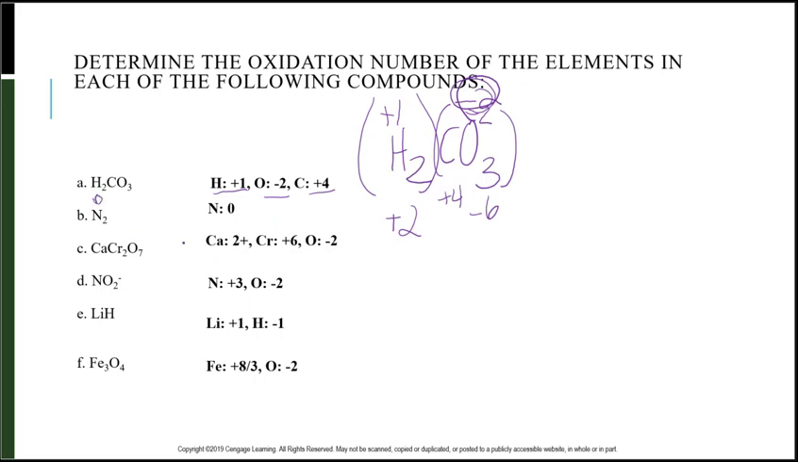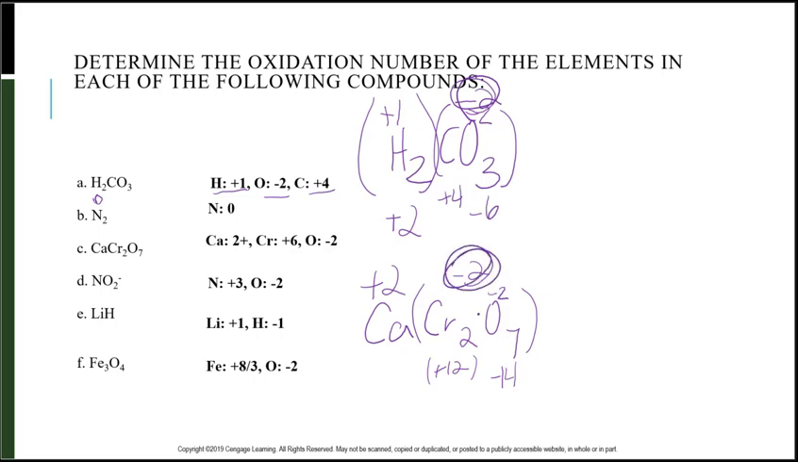N2 just by itself, 0. All right, let's look at the CaCr2O7. We know calcium's a plus 2, so therefore this half must be minus 2. There are 7 oxygens. Each oxygen is negative 2, so that would be negative 14. And therefore, this must be plus 12 in order to have that overall negative 2. So each Cr must be plus 6 because there's 2 of them.